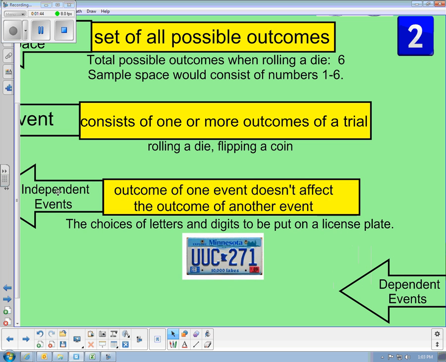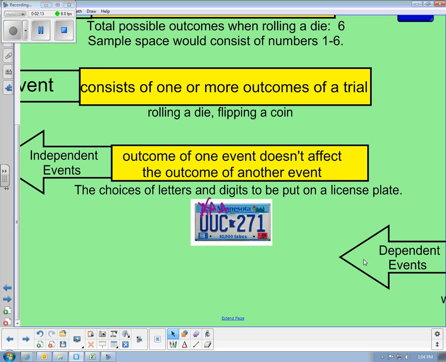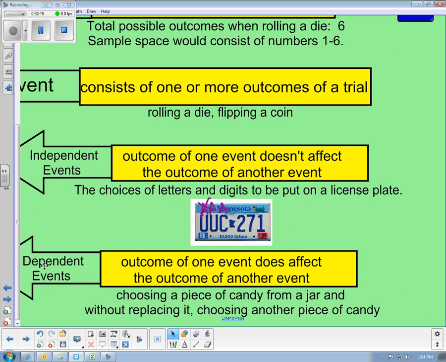And then we have 2 different types of events. We have independent events and dependent events. An independent event would be the choice of letters and digits on a license plate. For example, picking an A here is independent of picking an A here, which is independent of picking an A here. It's not as if once I pick an A, that has to be gone and I can't use A again. That would make them dependent. But these are independent because one does not affect the other.